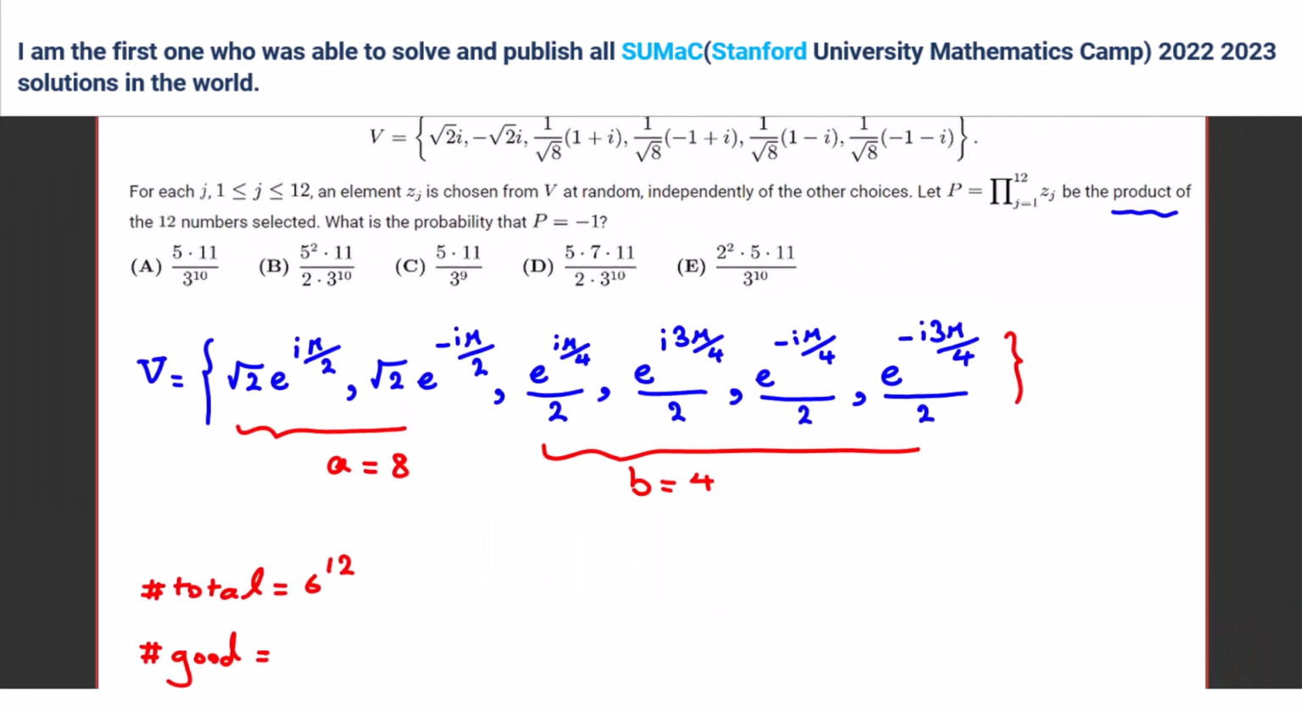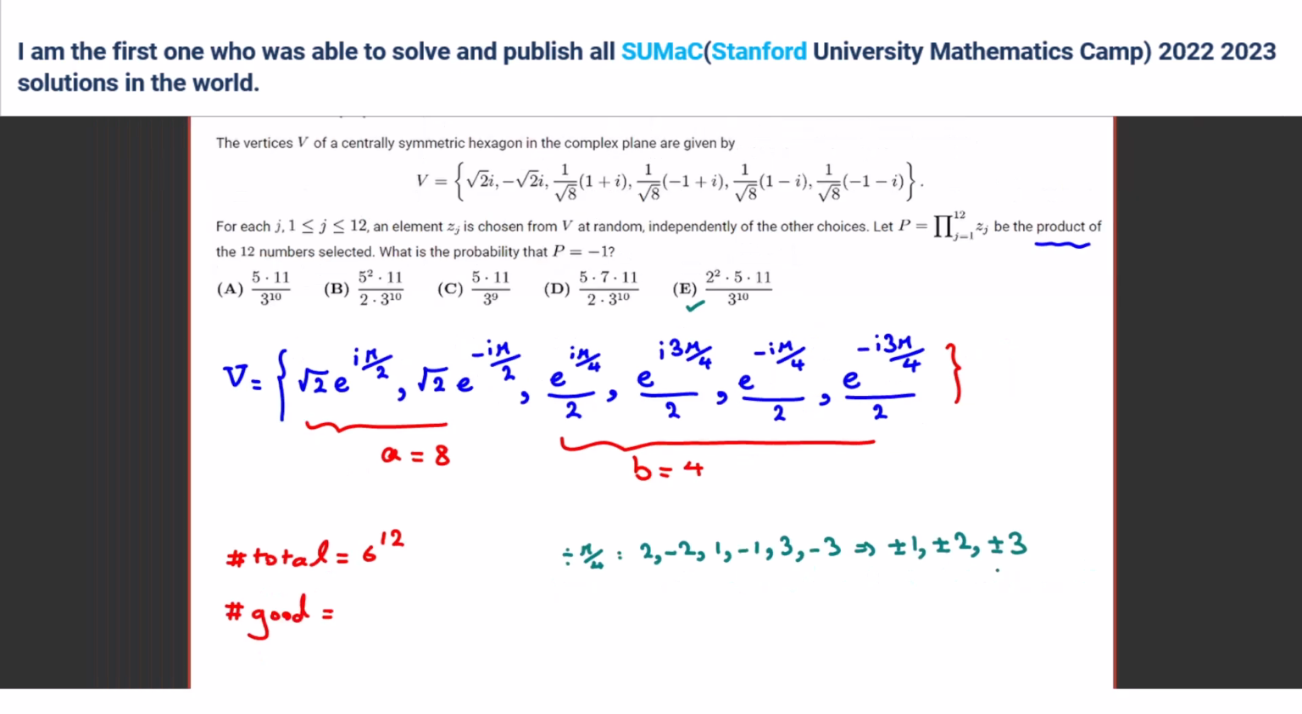I got E. You got E. Okay, let's work on the angles. What can we say about these angles and how many from each of them? Well, it's 8 and 4. First thing I did was simplify it by dividing by pi over 4, so it's easier for me to know what's going on. So plus minus 1, plus minus 2, plus minus 3.